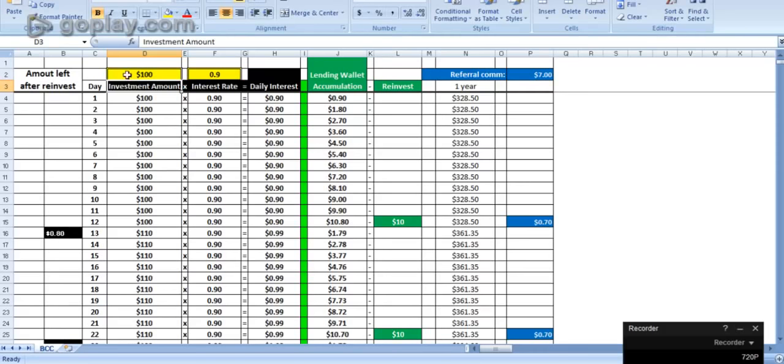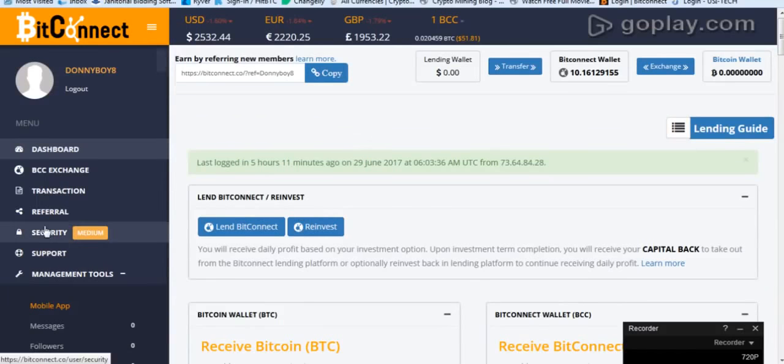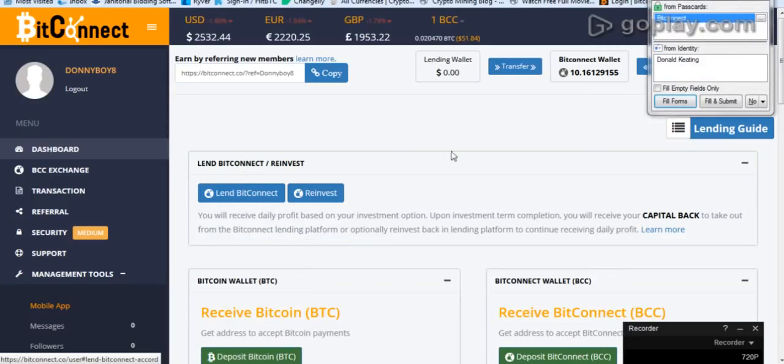What it will basically show is in this block you put in your initial loan amount. For BitConnect, as you may or may not know, the minimum amount you can loan is $100. That's why I have $100 in here. And then this block is your average daily interest rate. I used 0.9 because that is what BitConnect has been averaging paying out over the last 30 days.